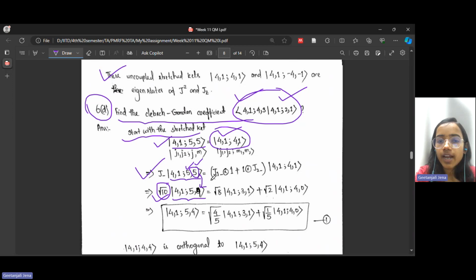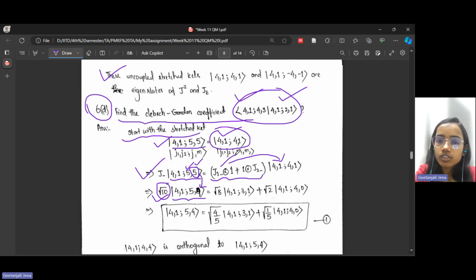Now if you see the right hand side, J minus here you can write as J1 minus, the lowering operator for J1, tensor product with identity, plus identity tensor product J2 minus. So what I have done is split J minus into two components: one is J1 and the other one is the J2 lowering operator. Now these two operators will act on this uncoupled basis state.